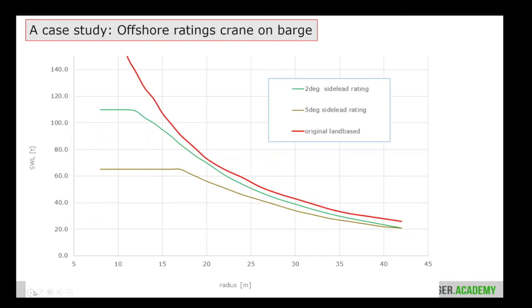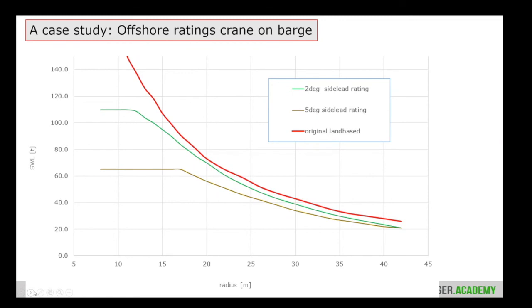Just an example. The example which we have shown in the slide before was a Sennebogen 6 on a barge. I don't remember the barge, however, it is not important for this situation. It was for a specific customer. And here you can see that the red one is the original land-based Sennebogen rating. We do this in most situations in close cooperation with the manufacturer of the crane itself. So Sennebogen mostly is aware of our changes in ratings.